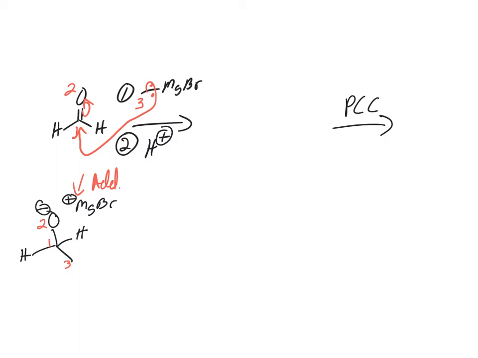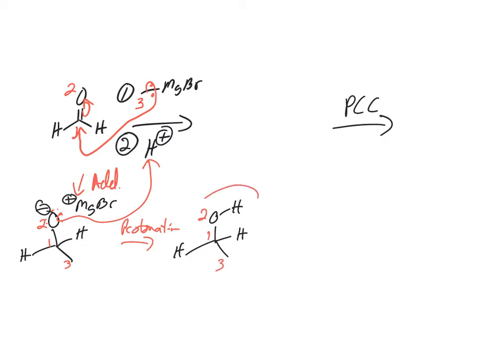What do we ask ourselves when we have a tetrahedral intermediate? Do we have any good leaving groups here? We have 2 hydrogens and a carbon. Nope. So that means we go on to the next step. The next step is protonation. So we're going to end up with an alcohol. We're going to end up with a primary alcohol. And this is the intermediate we have. All right? A primary alcohol.